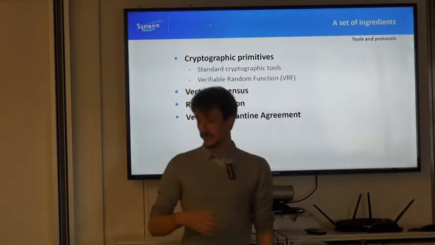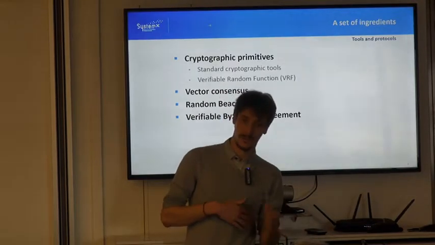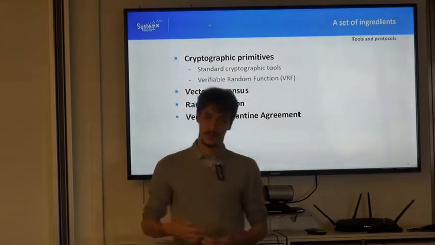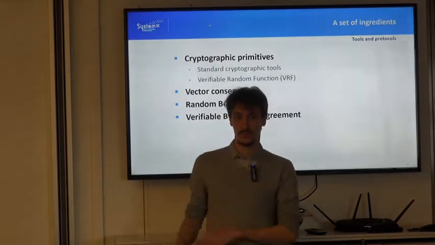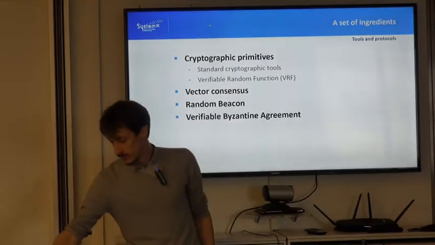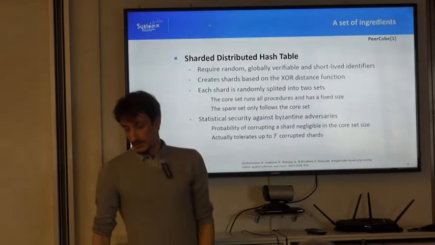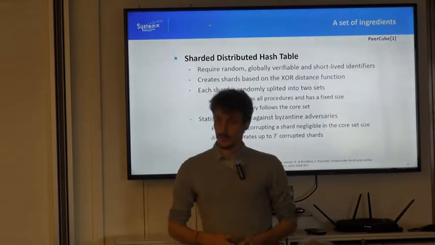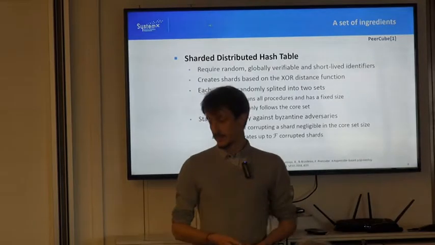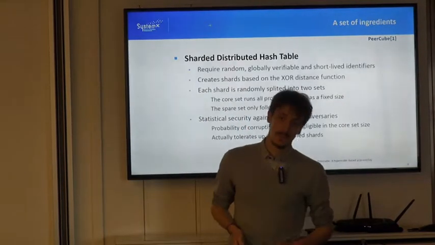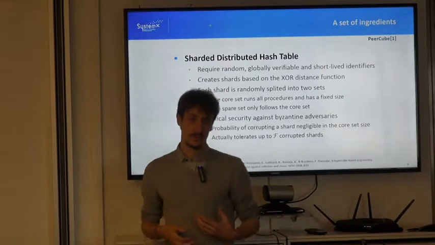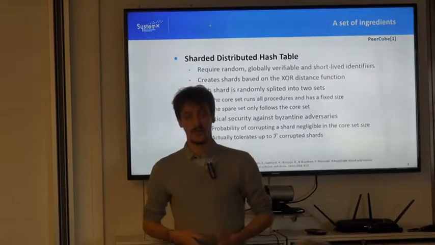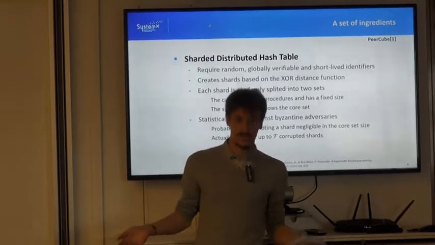And then we have a verifiable Byzantine agreement, but it's less of a building block than a blueprint for the actual block production procedure. We'll see that later. But the most important building block is PeerCube. It's the basis of our sharding mechanism. So basically, PeerCube assumes that nodes have random, short-lived and verifiable identifiers and gives you the shards.